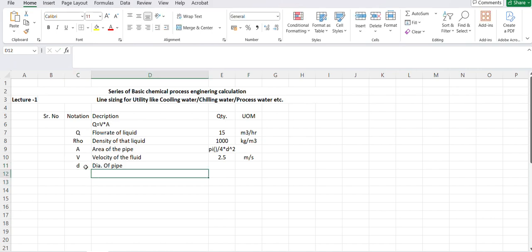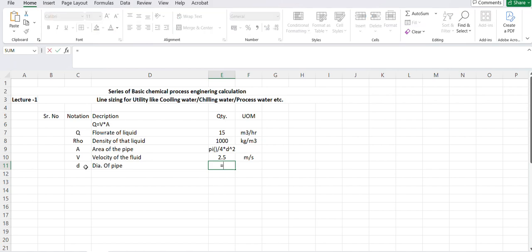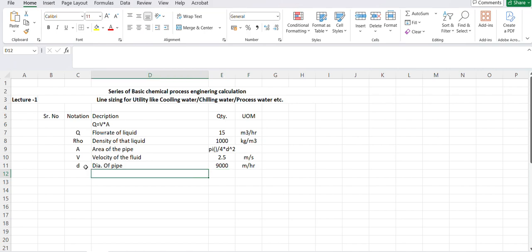So to calculate the diameter of the pipe, we first convert that velocity into meter per hour.